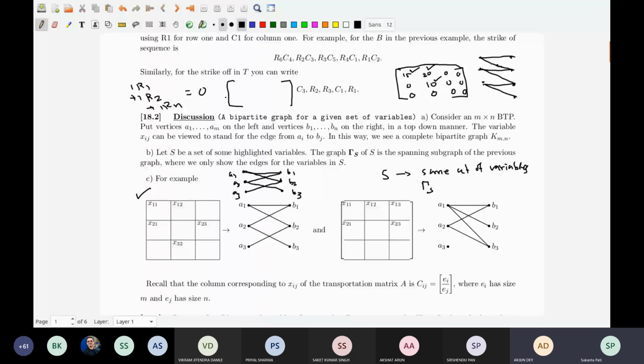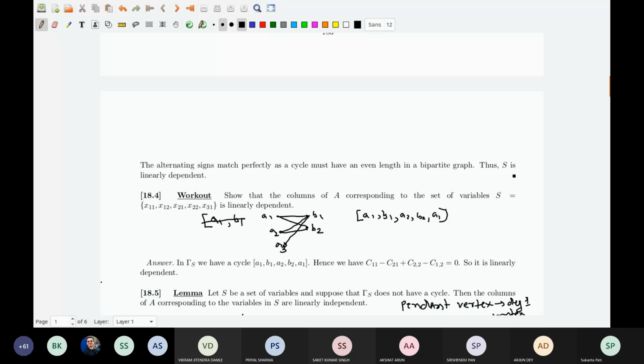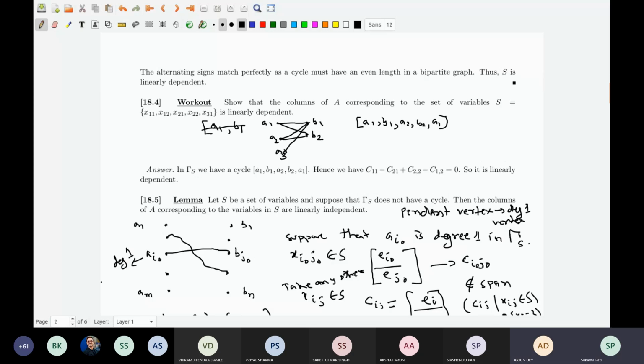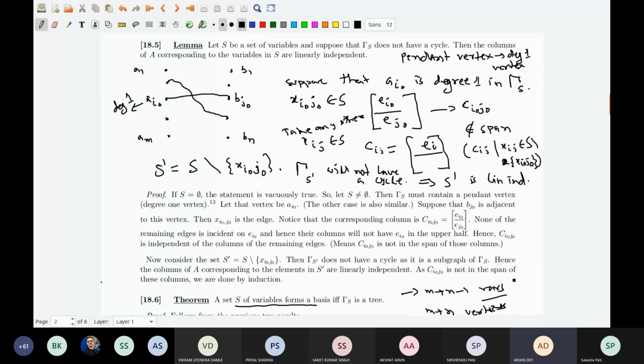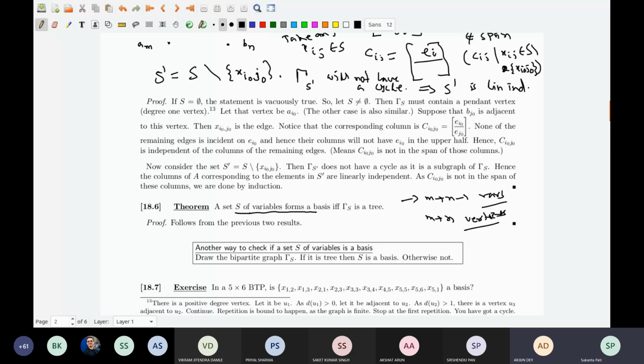So, how does a basis imply that there would be m plus n vertices exactly in the graph? Like to imply a tree, we are asserting that there would be m plus n vertices in the graph. A set of variables forms a basis.